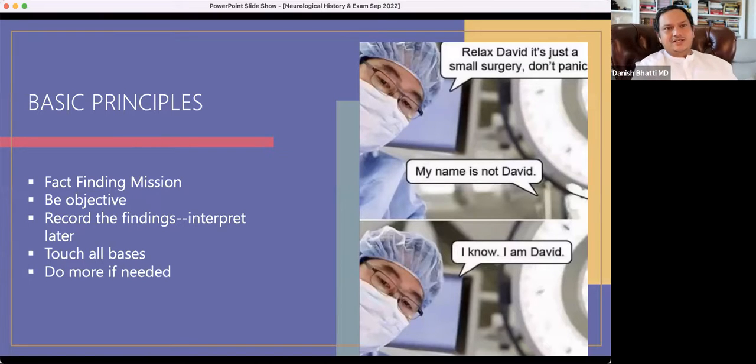Of course, traditionally we say that examination is done to verify what the differential that you have made in your history, but examination is also a part where you could actually pick up something that you may have missed on the history completely. So always be very objective and document what you are seeing. Even if it doesn't make sense to you, do not be blind to it. Write it down and maybe it will start making sense to you later on. Touch all the bases and we will mention what those bases are, and only do more if it is necessary because of course time is short and life is short.